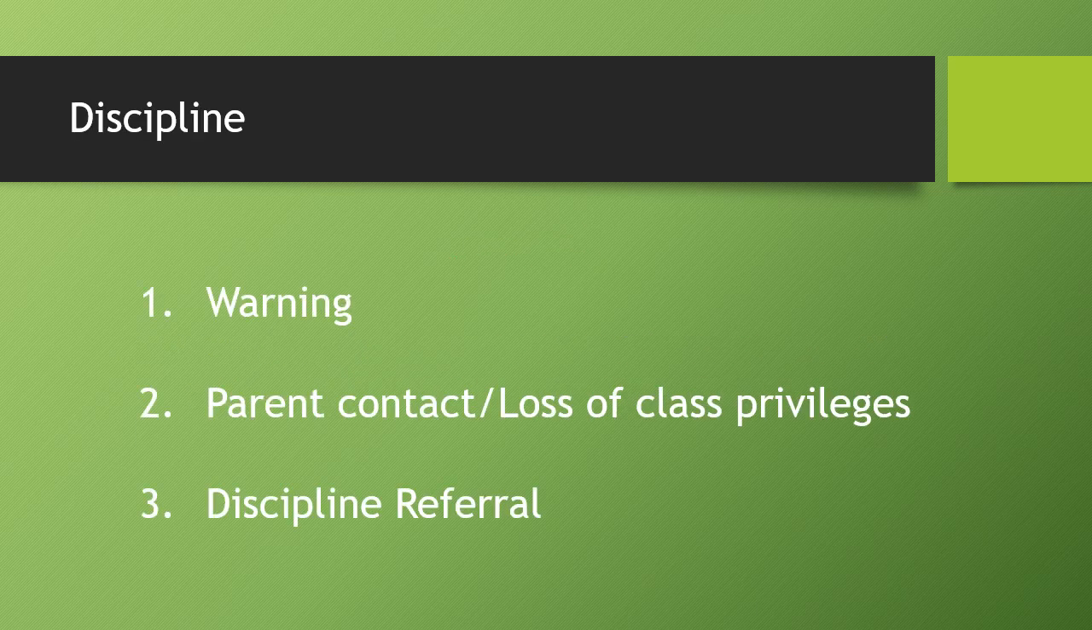If we do have a problem in class, this is the typical escalation ladder. I will give them a warning and let them know what they're doing is not appropriate. After that, I would be contacting the parent or guardian, and they could potentially lose some class privileges associated with the behavior. And then after that, if we have a continued pattern of behavior, I would fill out a disciplinary referral and send that up to administration.